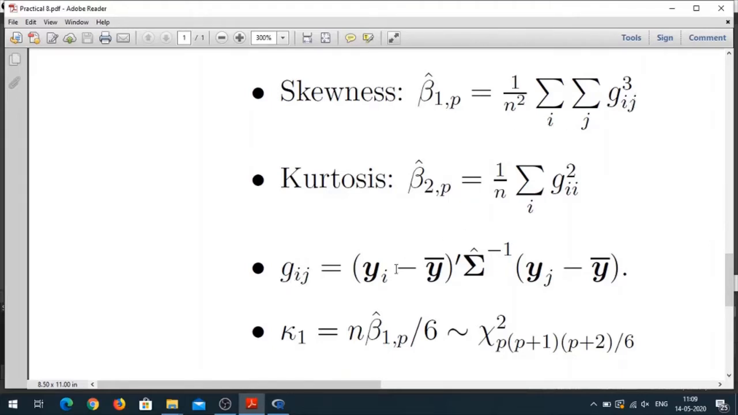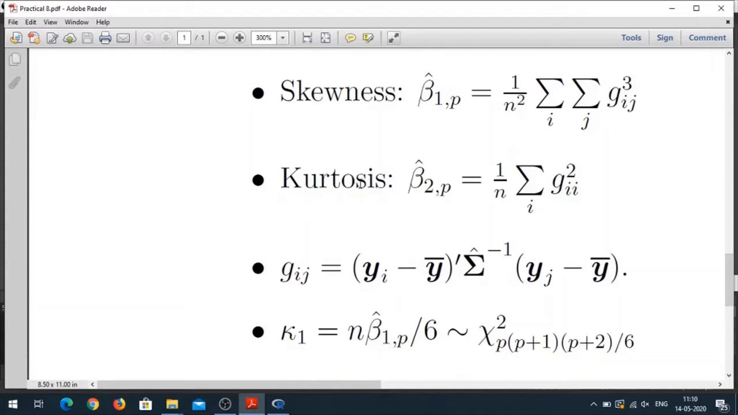Now because I have n observations in any sample, I would have n cross n, that is n square values of Gij, right? And we are taking the cube of those Gij's and then averaging over them, so we are adding and dividing by n square. So beta 1 hat p is actually the average of all the Gij cubes. Is it okay? Now why is it called skewness? Because as you can see we are taking the cube, so it's something related to skewness. Not exactly skewness, but something related to skewness.